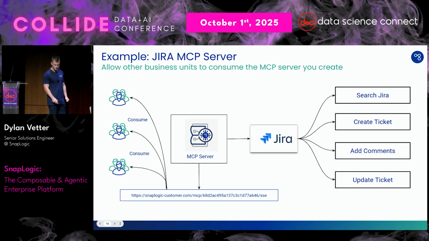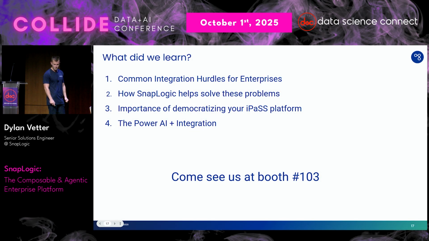All right. So what did we learn today, right? We learned about some common integration hurdles for enterprises, how SnapLogic tries to help solve some of these problems, the importance of democratizing and operationalizing your iPaaS platforms, and then, of course, the power of AI and integration.